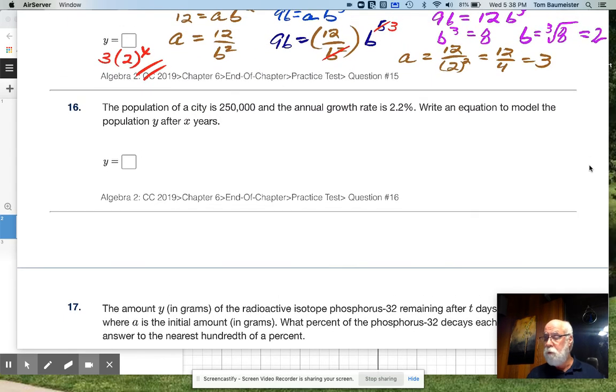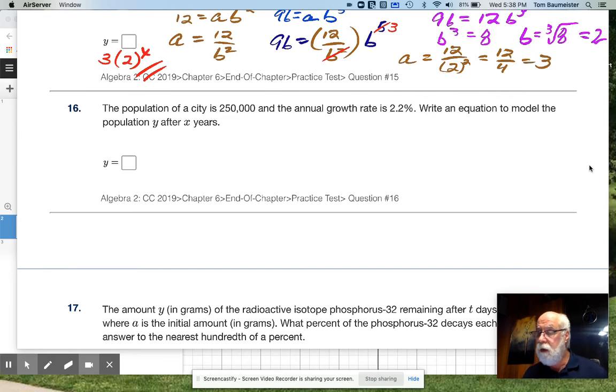Number 16, the population of a city is 250,000 and the annual growth rate is 2.2%. So write an equation to model the population Y after X years. So remember, our formula was Y is equal to A times B to the X, or we could write it as Y is equal to A times, since we have that rate, 1 plus or minus R. Since it's a growth, we're going to say plus R, raised to the X power. So remember, change this to a decimal.